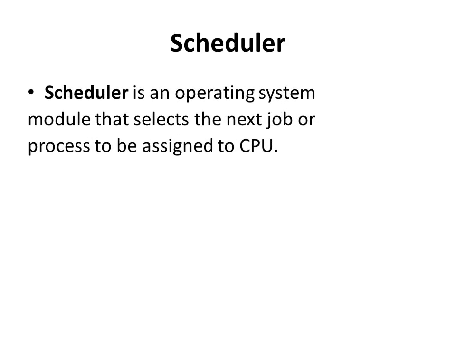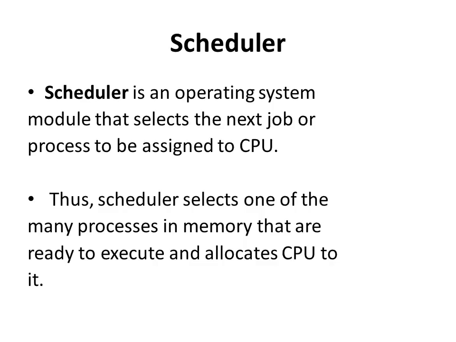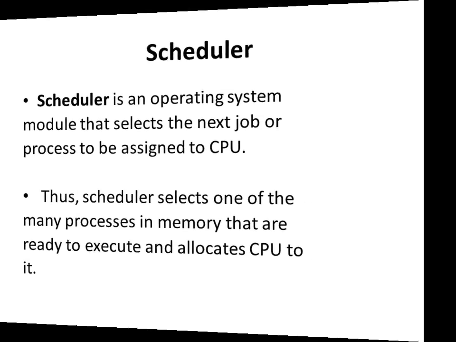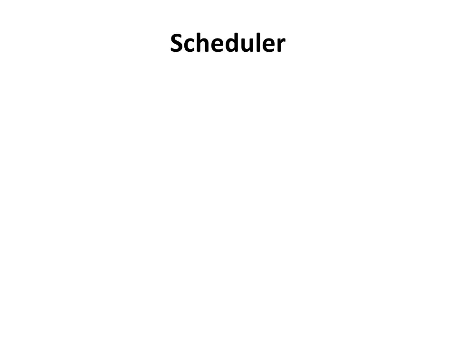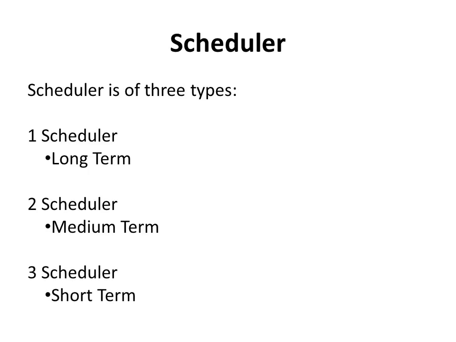Scheduler. A scheduler is an operating system module that selects the next job or process to be assigned to CPU. Thus, scheduler selects one of the many processes in memory that are ready to execute and allocates CPU to it. A scheduler is of three types: the long term, the medium term, and the short term.